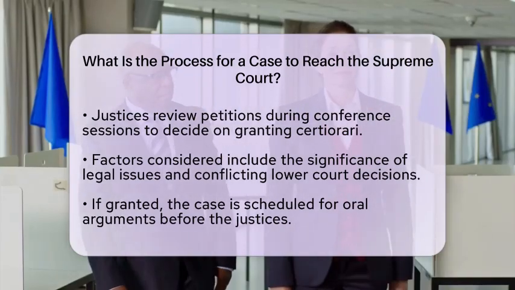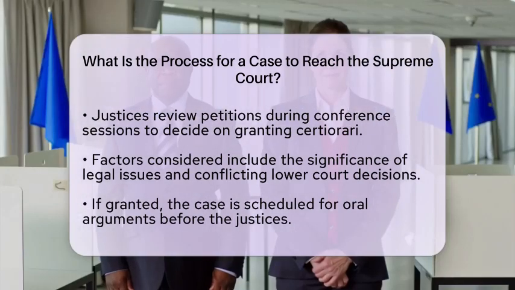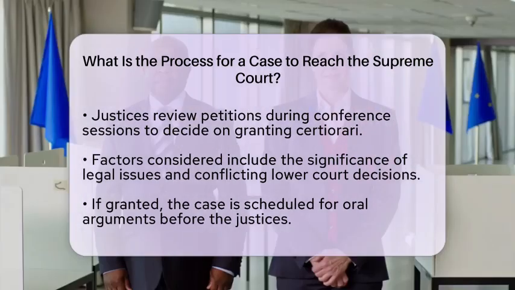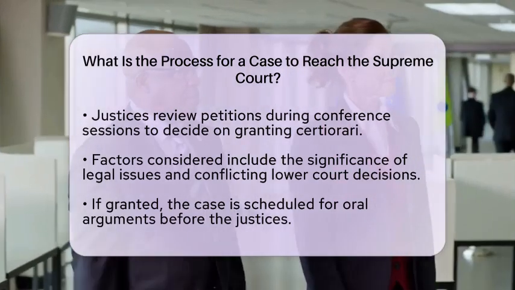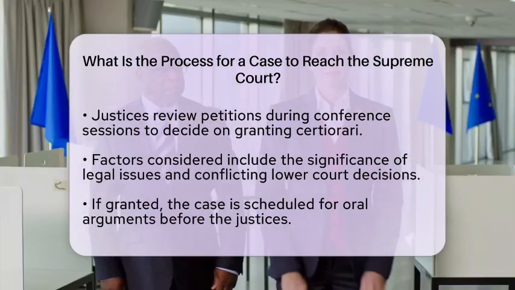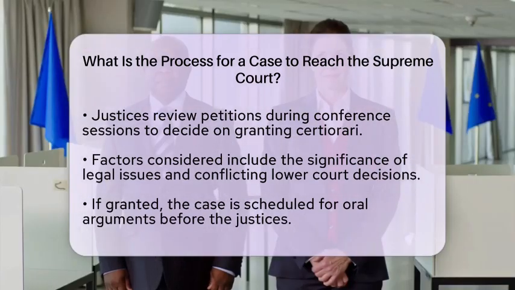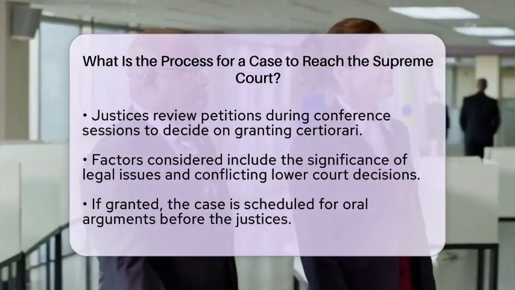If the Supreme Court grants the writ, the case is scheduled for oral arguments. Both parties present their arguments before the justices, who may ask questions to clarify points of law. Following these arguments, the justices deliberate and eventually issue a decision. This decision is typically accompanied by a written opinion that explains the court's reasoning and sets a legal precedent.